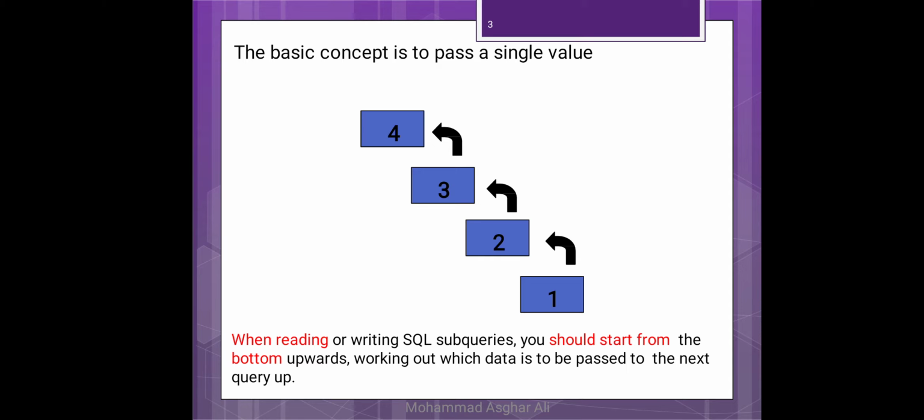You can see how it works: 4, then 3, then 2, then 1. Nested, outer and inner. The inner works first, then the outer works last. When reading or writing an SQL subquery, you should start from the bottom upwards, working out which data is to be passed to the next query up.